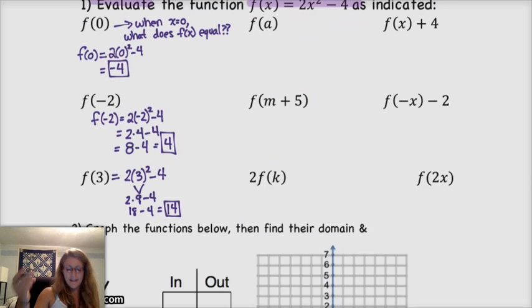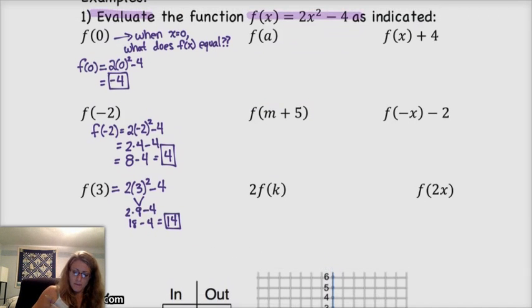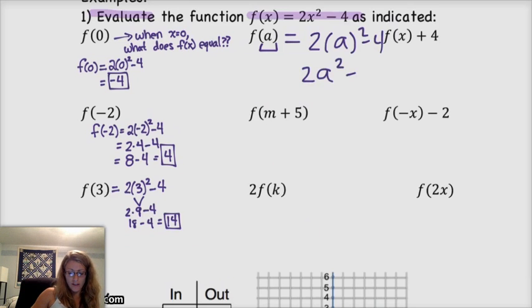Check my work. This next one is the first one with a variable, so I thought I'd just explain that one to you guys real quick. But basically, anywhere you saw an x before, now you replace with an a. So it seems really silly to do this, but you just change the x to an a, right? So you have 2 times a squared minus 4. So instead of having 2x squared, you have 2a squared minus 4.